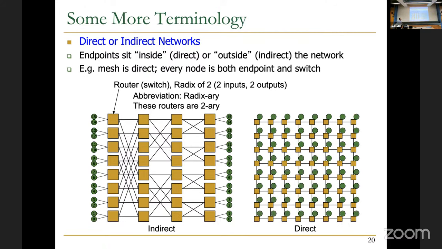And this is an example of a direct network, where each node, let's say an endpoint like the processor or cache, has a switch, or let's say a router. And then the end nodes, processors or caches, are actually inside the network. So we call it a direct network. Any question?